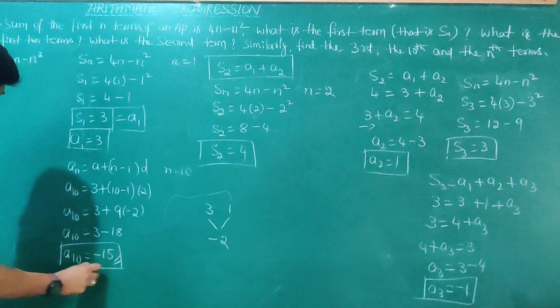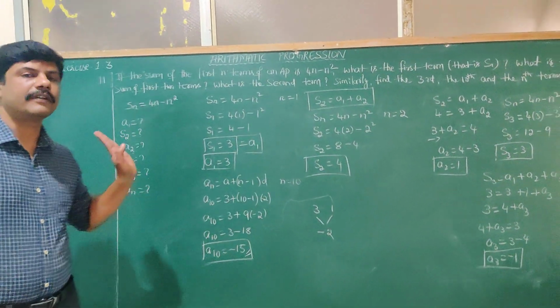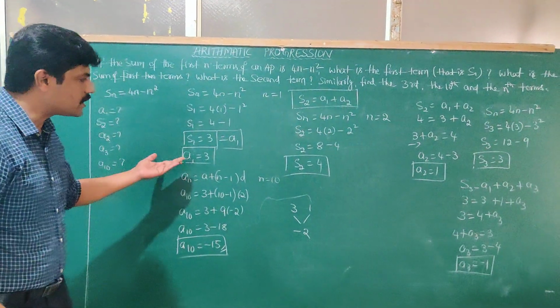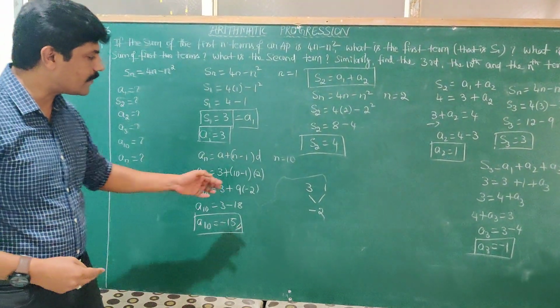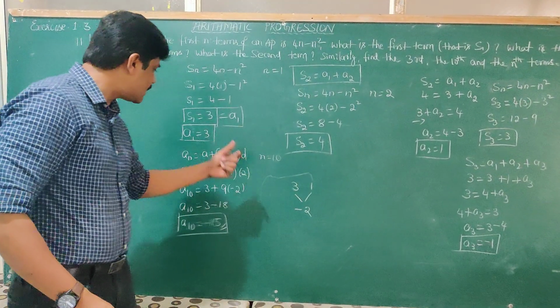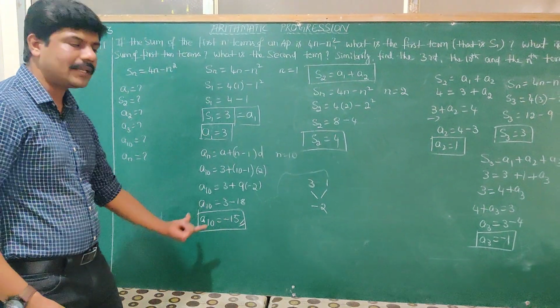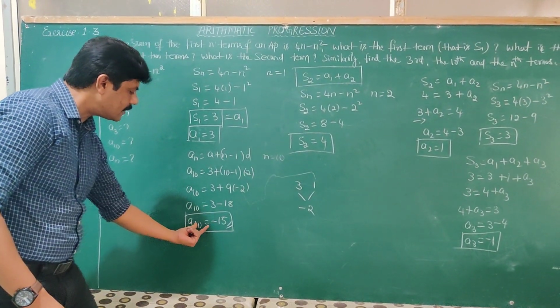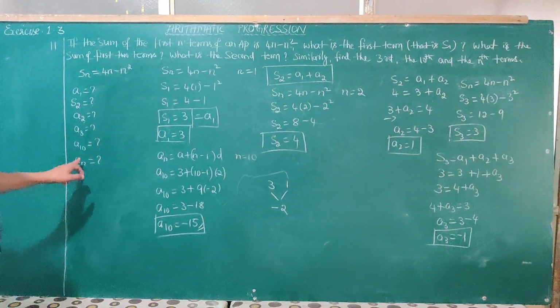So what is the 10th term? 10th term is minus 15. How we got it? First term we were knowing, second term also we are knowing. Took the common difference, common difference we got minus 2, and substituted here to find the 10th term. Substitute all the data so that you will get the 10th term. Next, what is asked? Nth term. We are asked nth term.